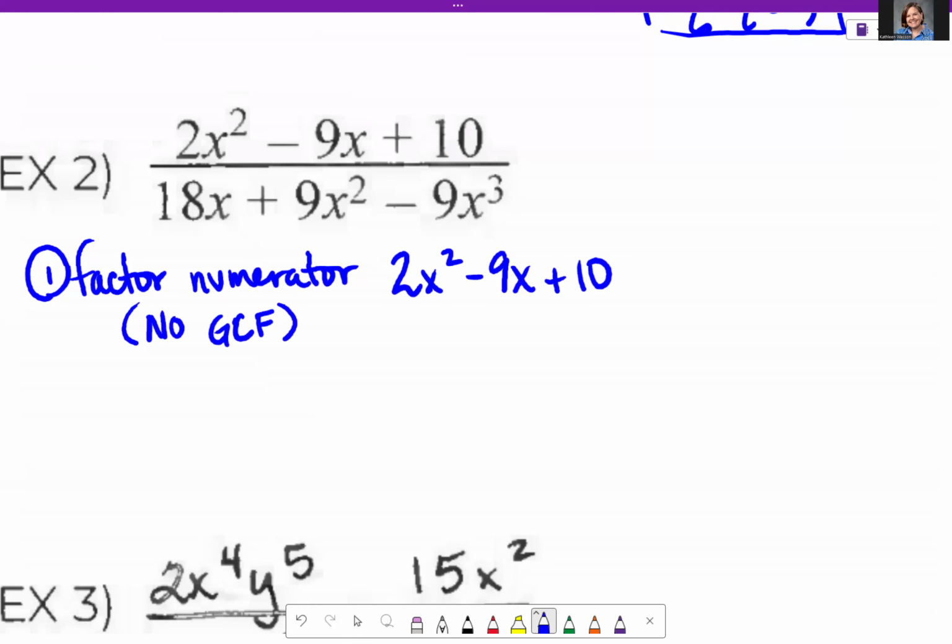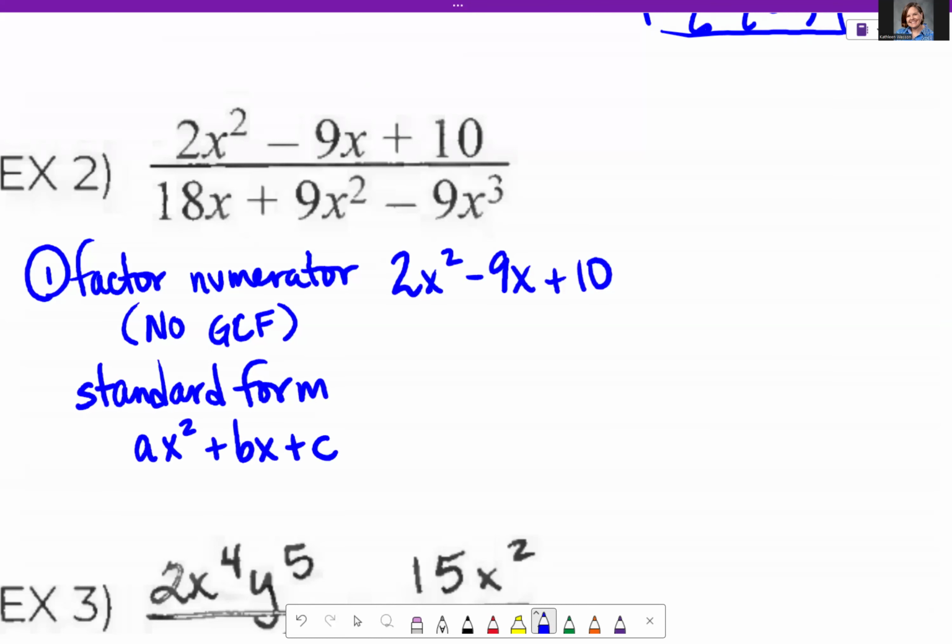Then I make it a habit to express my polynomial in standard form. Standard form for quadratic is ax squared plus bx plus c. Standard form would always be a polynomial that is in order by degree, decreasing in order of degree. So I'll write the x squared and then the x and then the degree 0 with no x.